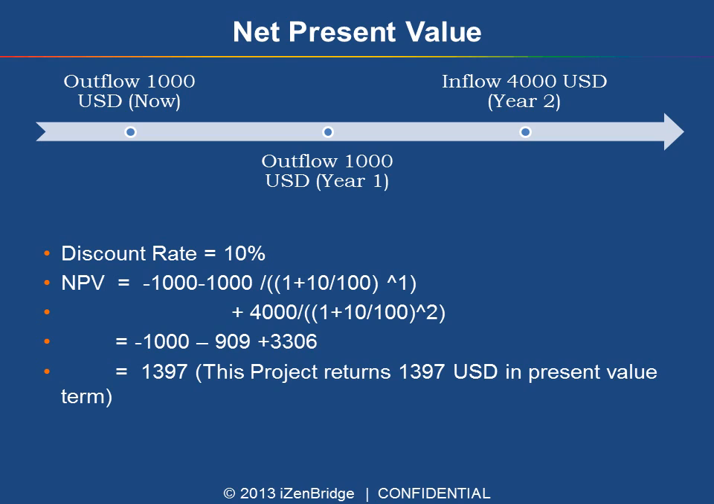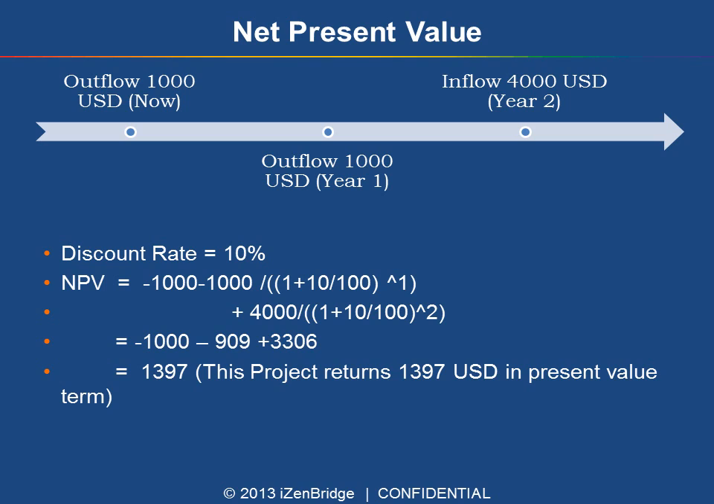Let's take an example. Here you have a given project where you need to invest $1,000 now. You need to invest $1,000 again after 1 year, and you can expect $4,000 at the end of 2 years. So we have 3 cash flows. Now we need to calculate the net present value. First we need to calculate the present value of all these 3 cash flows. Since $1,000 is happening now, the present value of $1,000 remains $1,000. The $1,000 which we are spending after 1 year needs to be discounted by 10%, raised to the power 1, because it is happening after 1 year.